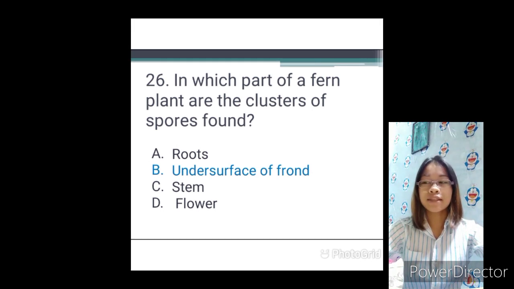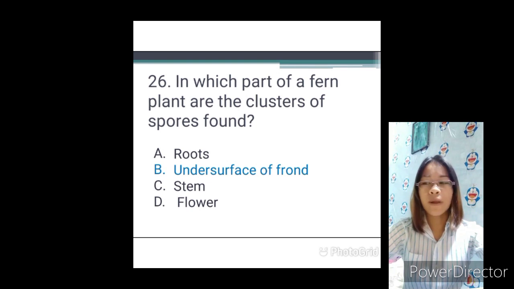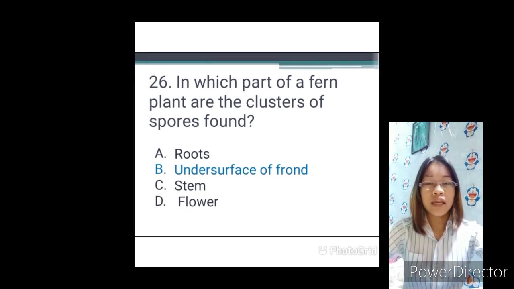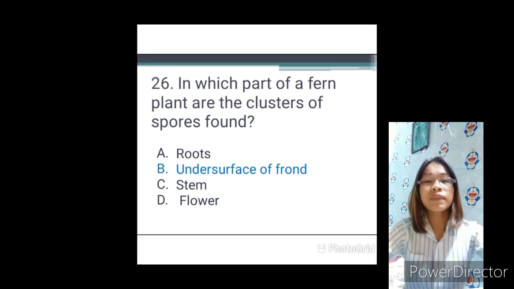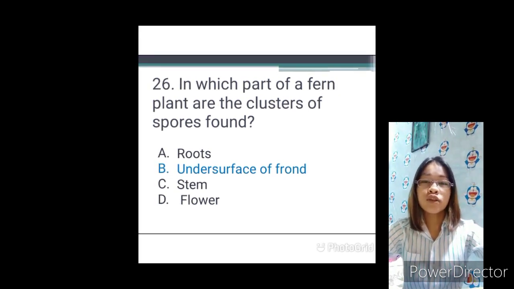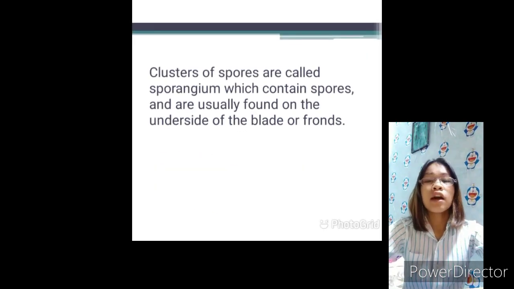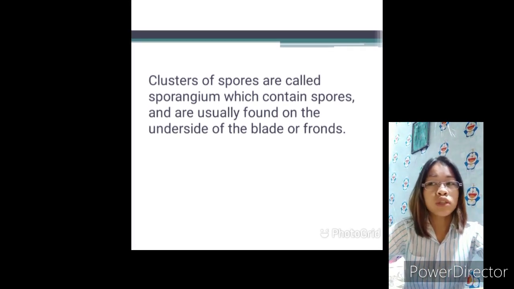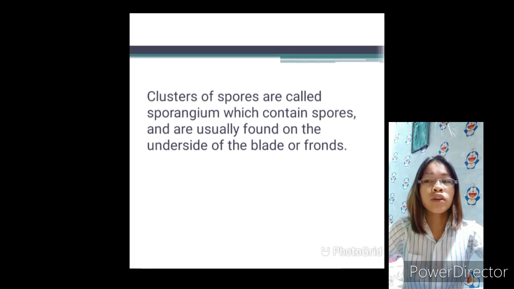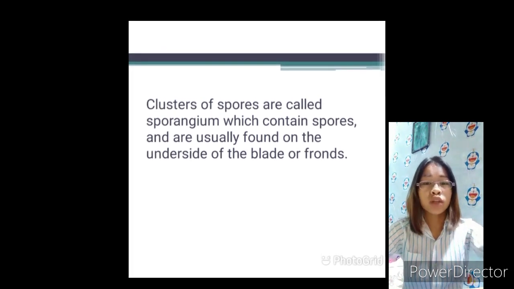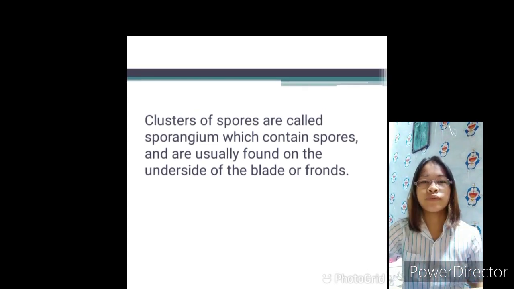Item number 26. In which part of a fern plant are the clusters of spores found? Letter A, roots. B, under surface of fronds. C, stem. D, flower. The answer is letter B, under surface of frond. It is because clusters of spores are called sporangium, which contain spores and are usually found on the underside of the blade or frond, or katong rough sa ilalom sa leaves sa fern.